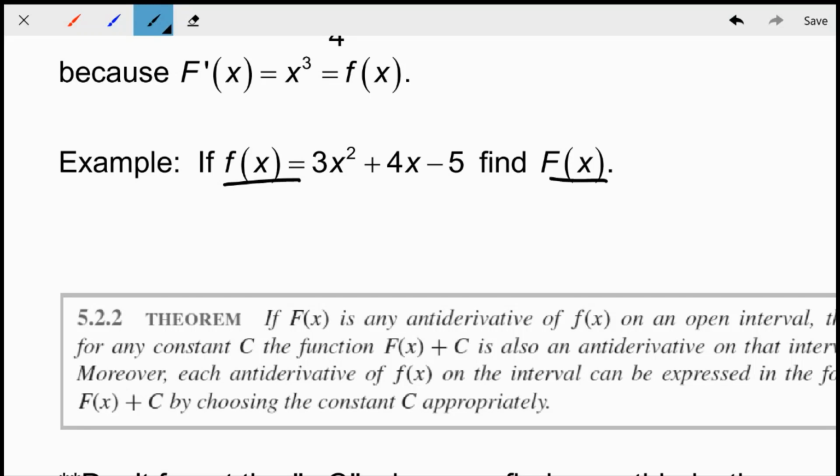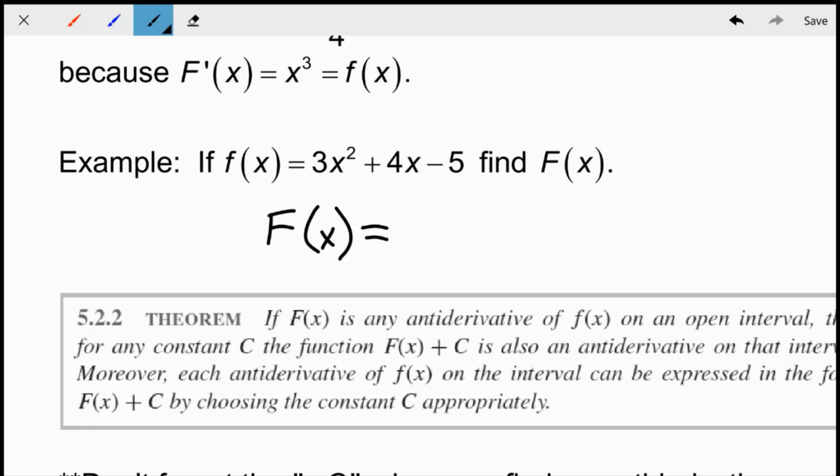We haven't really used this notation a lot, but when you see the lowercase f of x in comparison to the uppercase F of x, the lowercase would be the derivative of the uppercase F of x function. Okay, so we're looking at a derivative function and we're trying to find the original function. So all we're going to do is just do the opposite of taking the derivative. And there's actually a power rule for this, which we'll talk about in just a second.